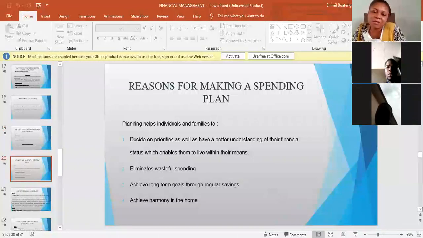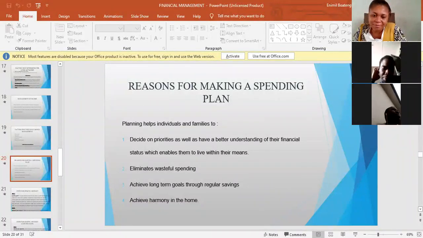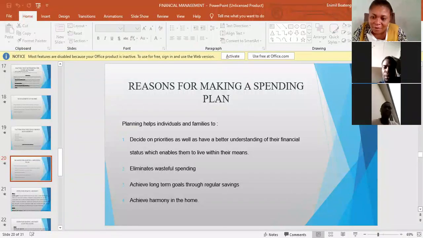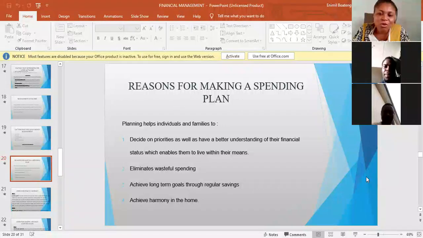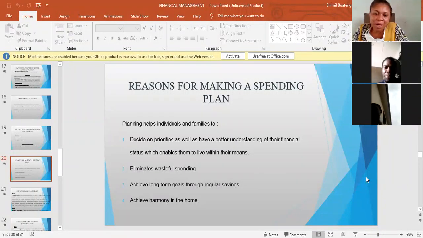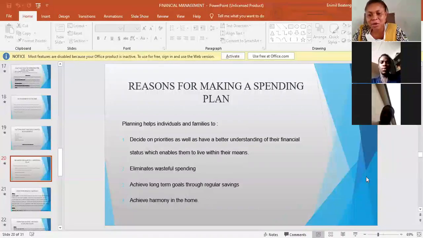Now, why do we make a spending plan, or why do we make a budget? Michael. In order to keep money for the future. Okay, Michael, why would you budget? Madam, to control the expenditure of money. To control, okay. We can also say that we make a spending plan or budget to eliminate wasteful spending. You eliminate wasteful spending. And also it will help you to decide on priorities, as well as have a better understanding of your financial status, which enable them to live within their means.